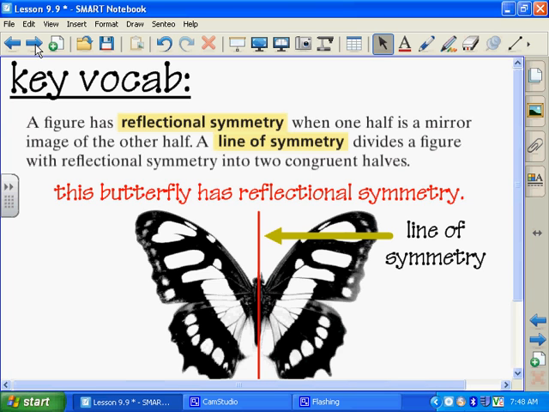The line of symmetry is your second word, and that divides a figure with reflectional symmetry into two congruent halves, which means two halves that are exactly the same. So this butterfly has reflectional symmetry because I can draw a line down the middle and it cuts it completely in half. So those are your two key vocab.